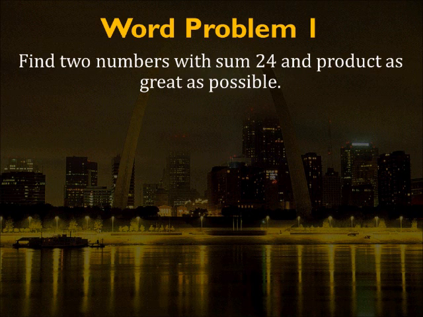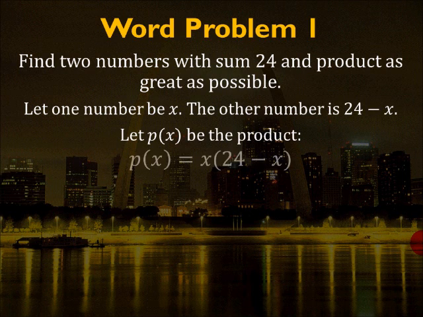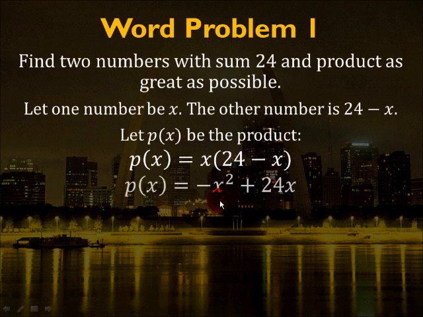Now you may not be quite sure how to start this, so let's do this. Let's call one number x and the other number has to be 24 minus x because these two numbers add up to 24. Now we want to know how great the product can be, so we have to multiply them together. Let's call the product p sub x, or p of x. So p of x has to equal x times 24 minus x. Once you distribute it, and I'm going to put the squared term first, you get -x squared plus 24x.